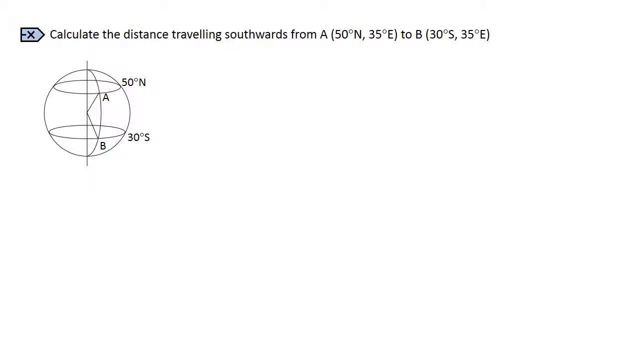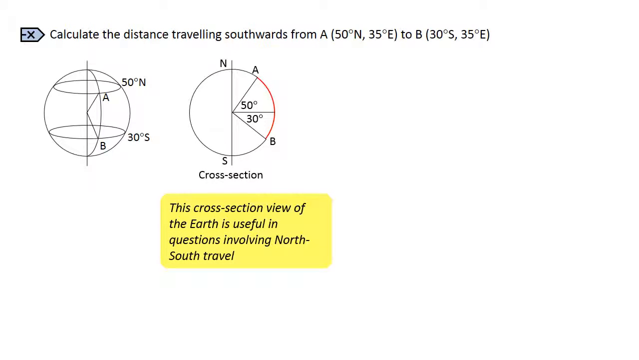The worked example shows how the distance between two places on the same longitude can be calculated. One place is 50 degrees north and the other 30 degrees south of the equator. A cross-section view of the Earth is useful as it can help you to work out the angle subtended. We use the arc length formula. Theta is the angle travelled through, shown in red on the diagram.